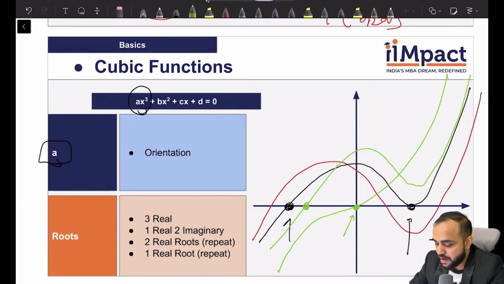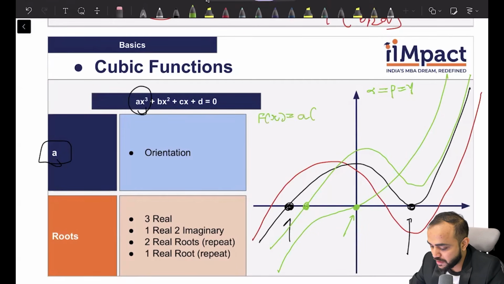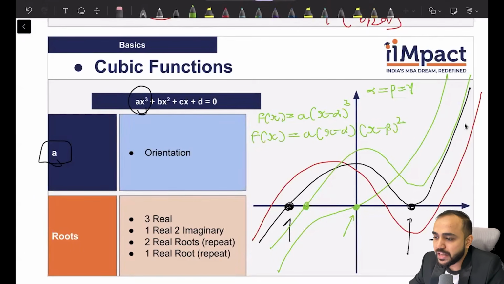And if alpha, one of the roots, is equal to beta is equal to gamma, what will your function look like? Will it look like f of x is equal to a times x minus alpha whole cube? It would be a perfect cube function. If you have two real roots, and one is getting repeated, will your function look something like f of x is equal to a times x minus alpha into x minus beta whole square? Because beta is equal to gamma, this would have been the standard format, a times x minus alpha into x minus beta into x minus gamma. Now, because x minus beta is equal to x minus gamma, I'll make it square.